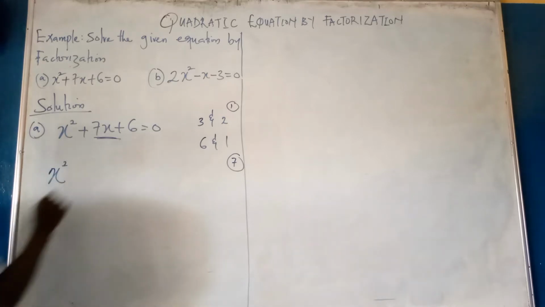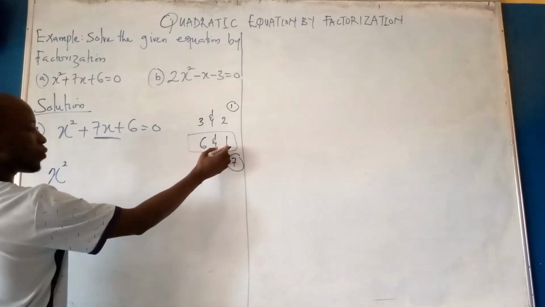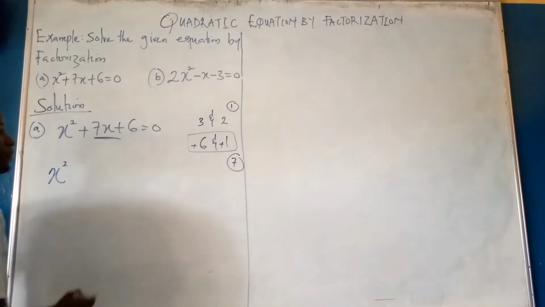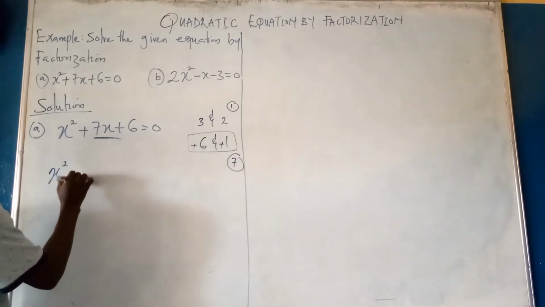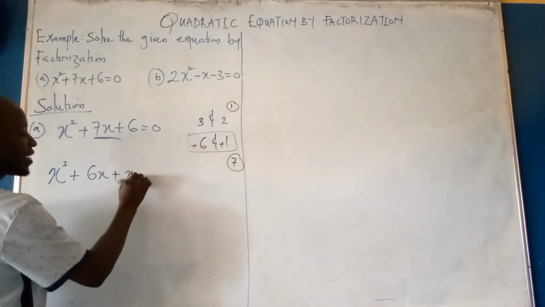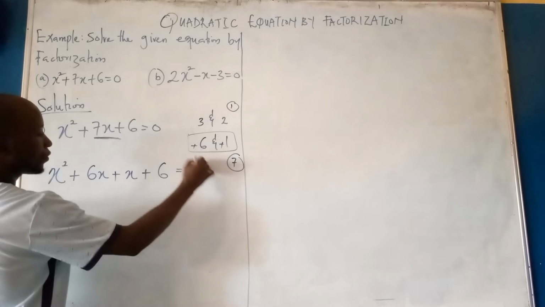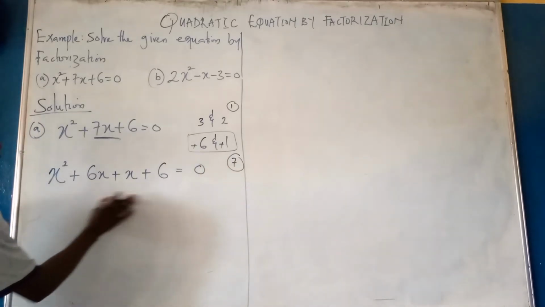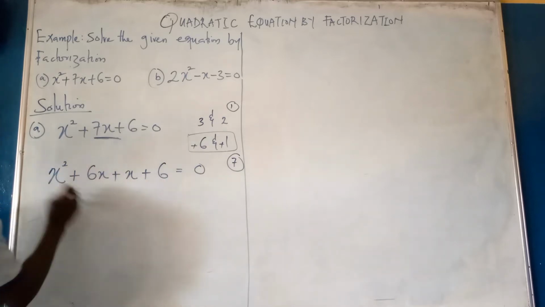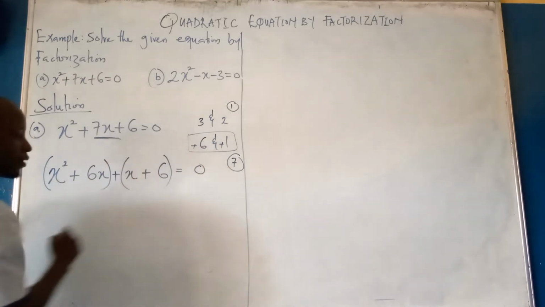Instead of writing 7x, I'm going to write these two values, which are 6 and 1. Don't forget that they are both positive. Now we have x squared plus 6x plus x plus the other number here, 6, equals 0. How many terms do we have? 1, 2, 3, 4. So we have four terms here. And if you group them into two and two, we are going to have a bracket here and a bracket here.